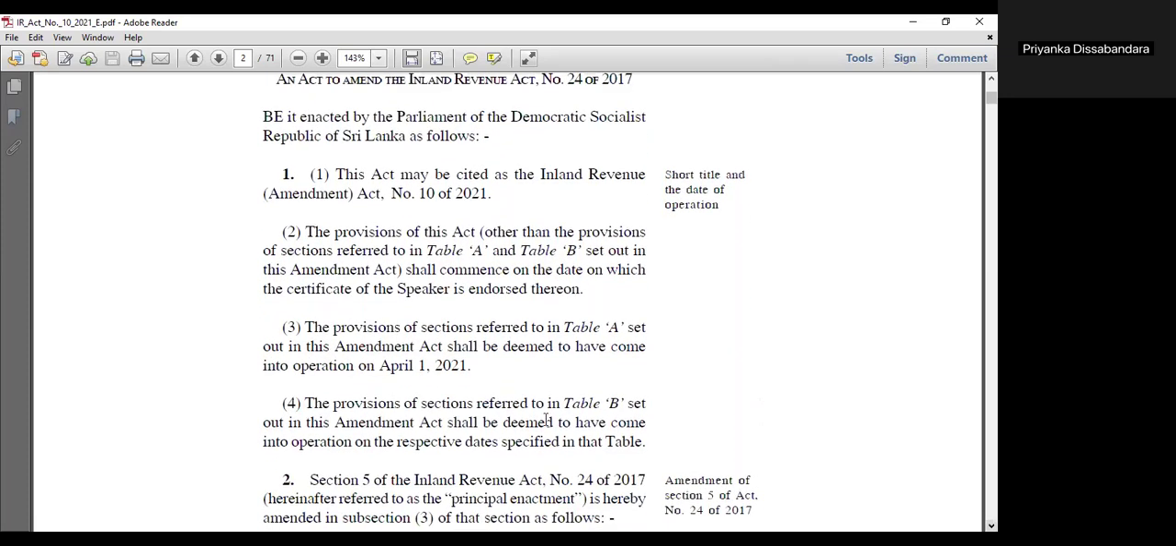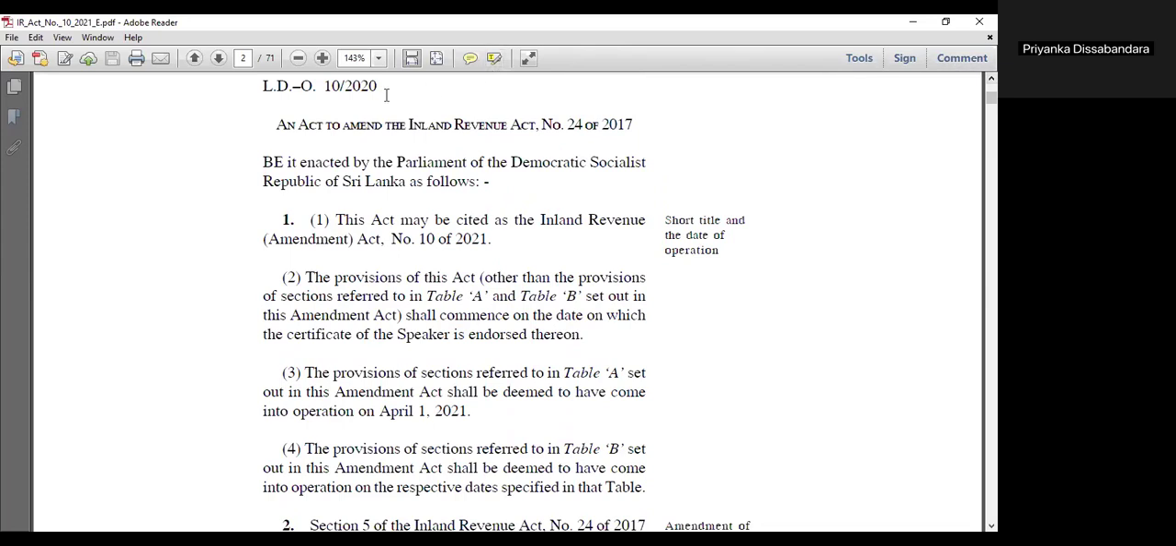Here it says this act may be cited as the Inland Revenue Amendment Act number 10 of 2021. So what is the purpose of this act? The purpose of this Amendment Act is to amend the Inland Revenue Act. This is the preamble of that act. Now we are going to amend that.